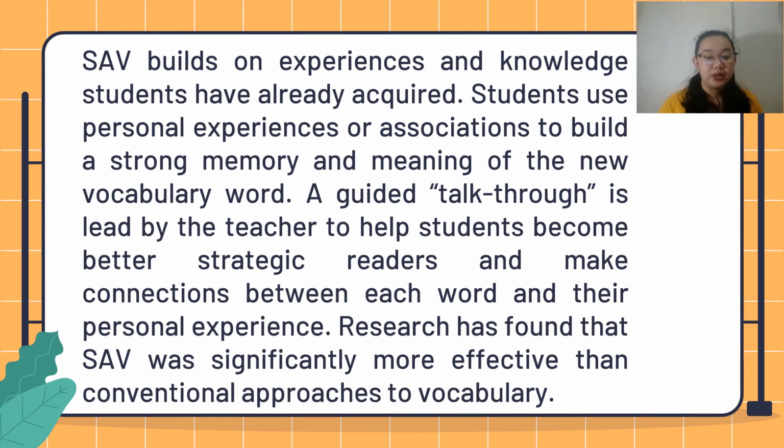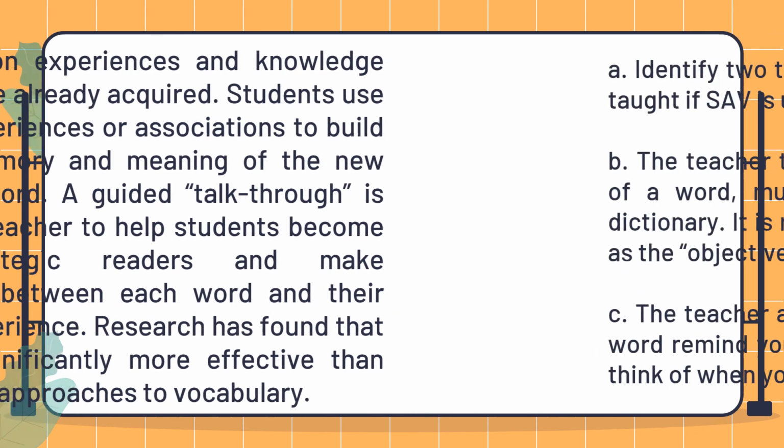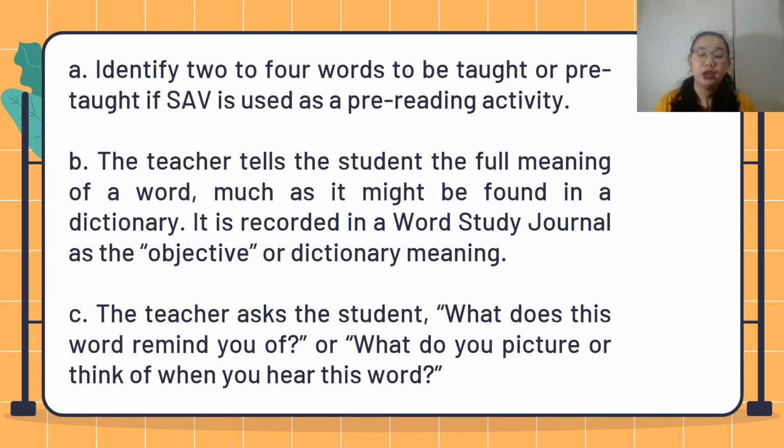Research has found that SAV was significantly more effective than conventional approaches to vocabulary. And here are some procedures if you want to implement the SAV. First, identify 2 to 4 words to be taught or pre-taught if SAV is used as a pre-reading activity. Second, the teacher tells the student the full meaning of a word much as it might be found in a dictionary. It is recorded in a word study journal as the objective or dictionary meaning.